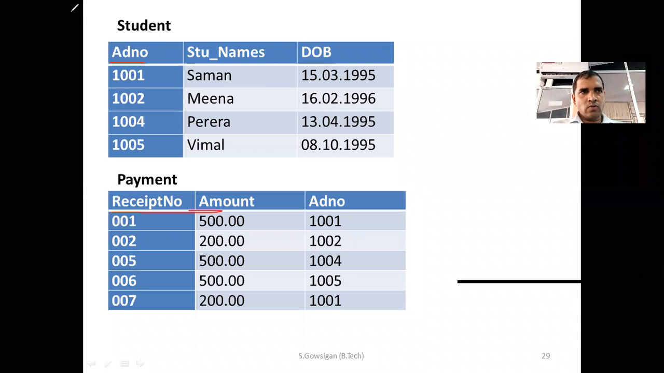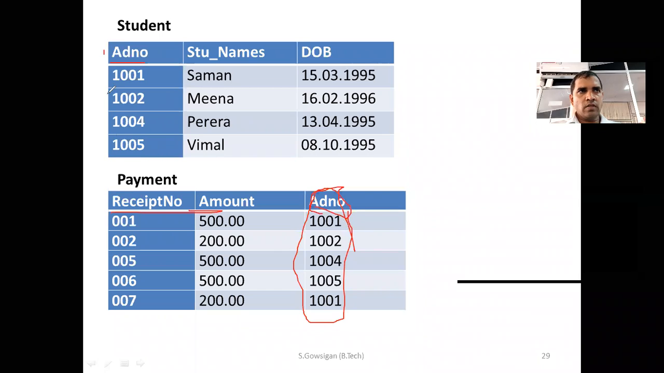Now, take my question. I asked you to find out the foreign key. So what is the answer now? Can anyone correct that? You all said admission number, but now you realize that is wrong, because ADNO is found in both tables. So can you correct your answer? What is the right answer? Foreign key. Admission number on payment table. Yes, very good. ADNO in payment table. This is called foreign key.